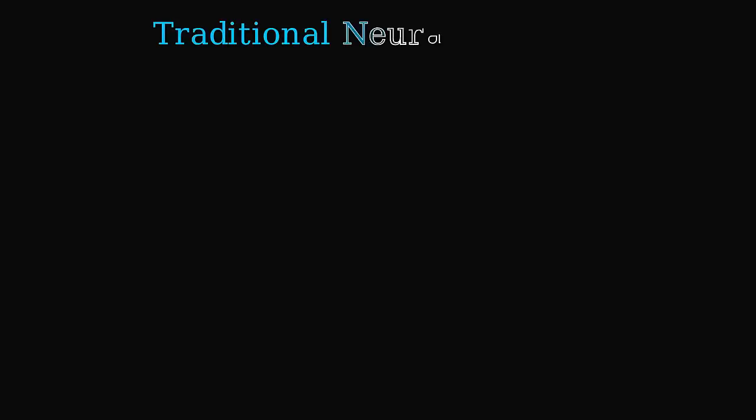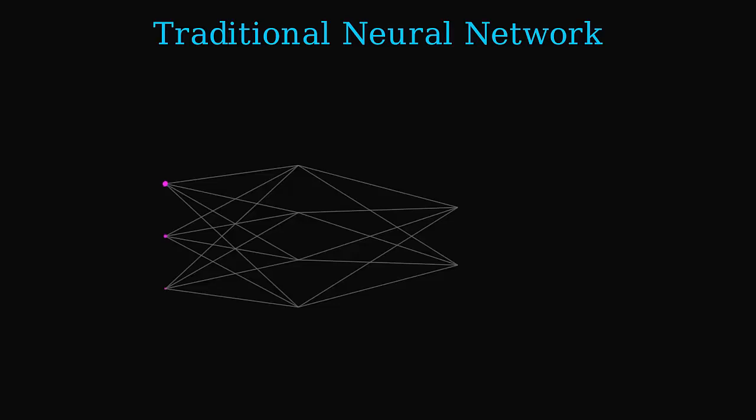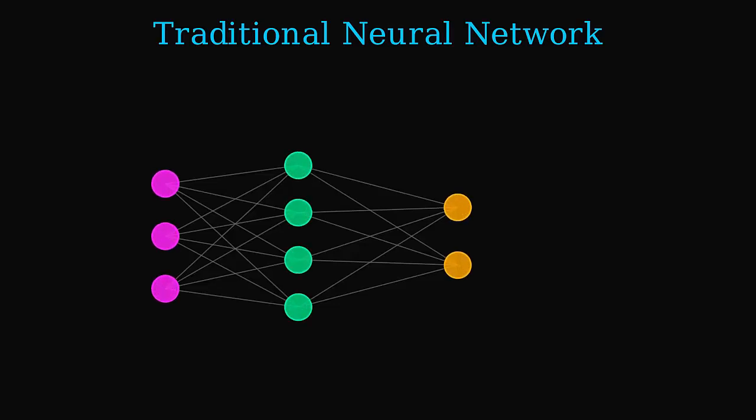Let's start with a traditional neural network. It has an input layer, hidden layer, and an output layer. Information flows in only one direction from input through the hidden layers to the output. But this design has a key limitation. It has no memory. Each input is processed independently, so it can't remember past information.